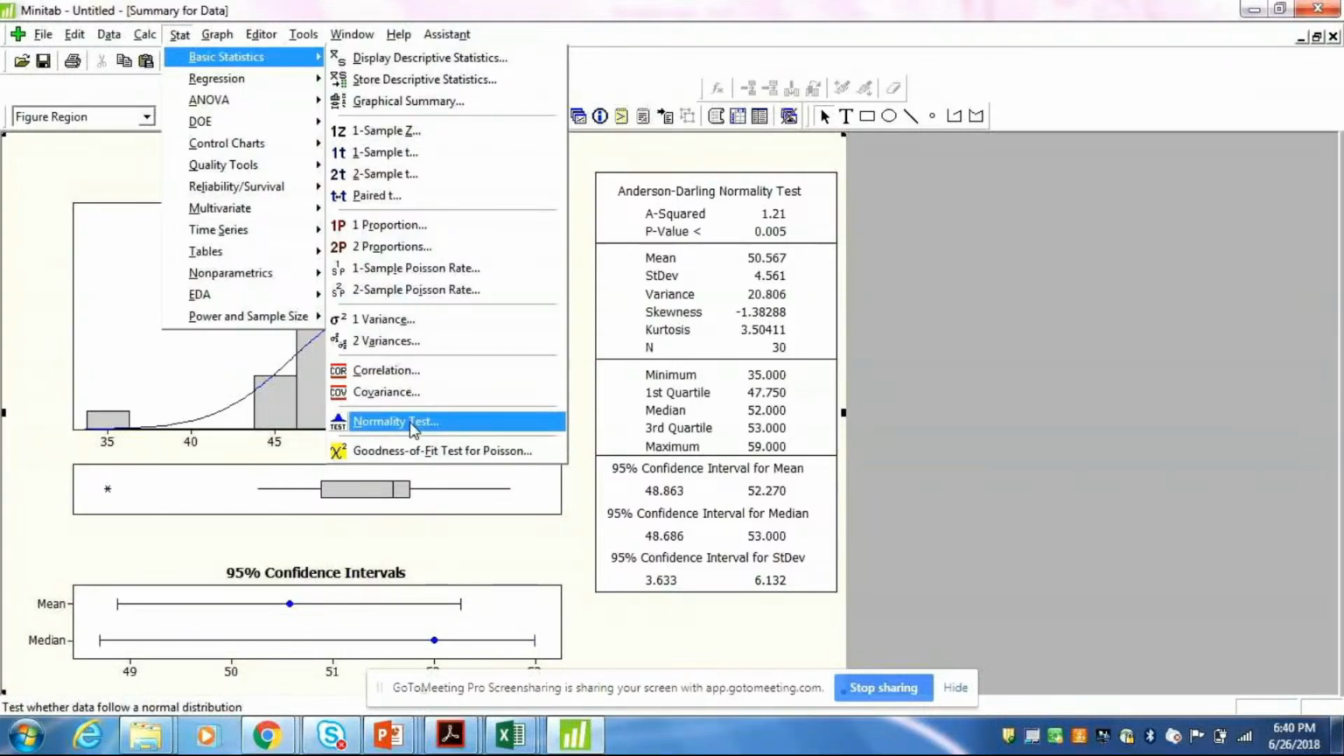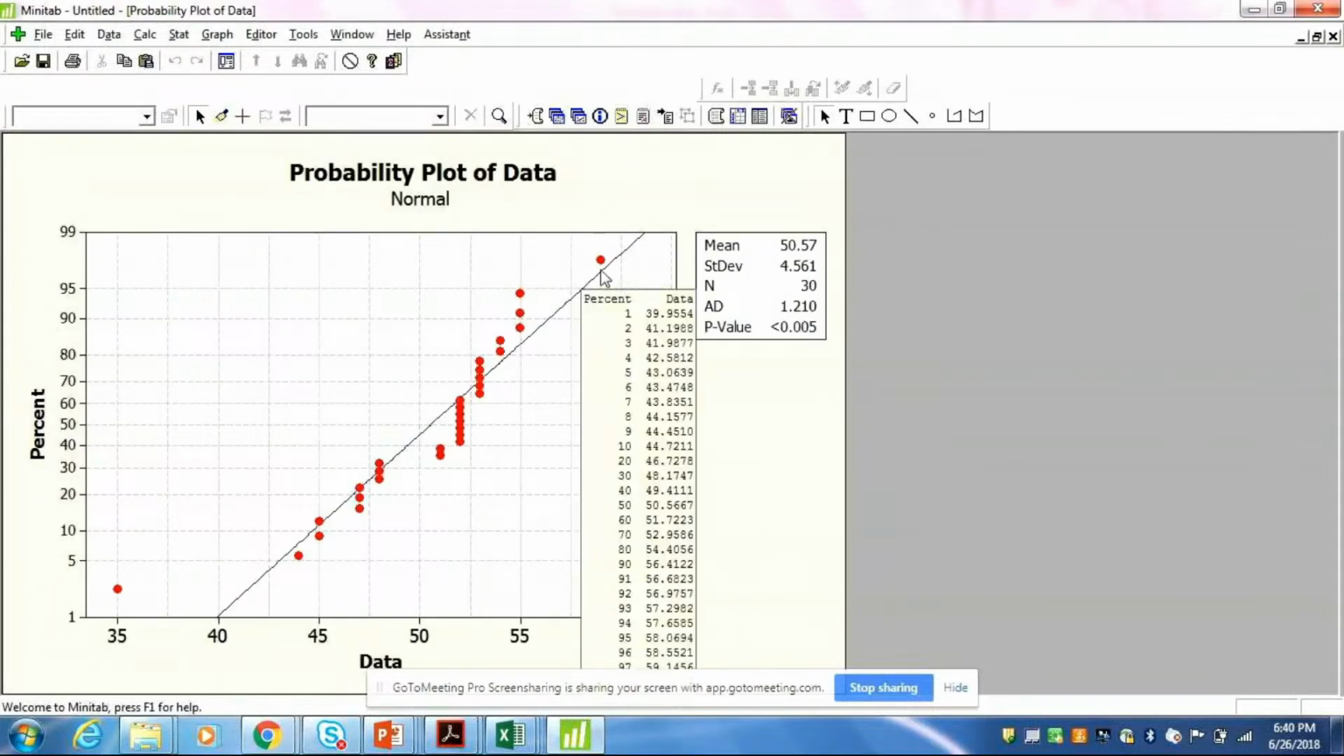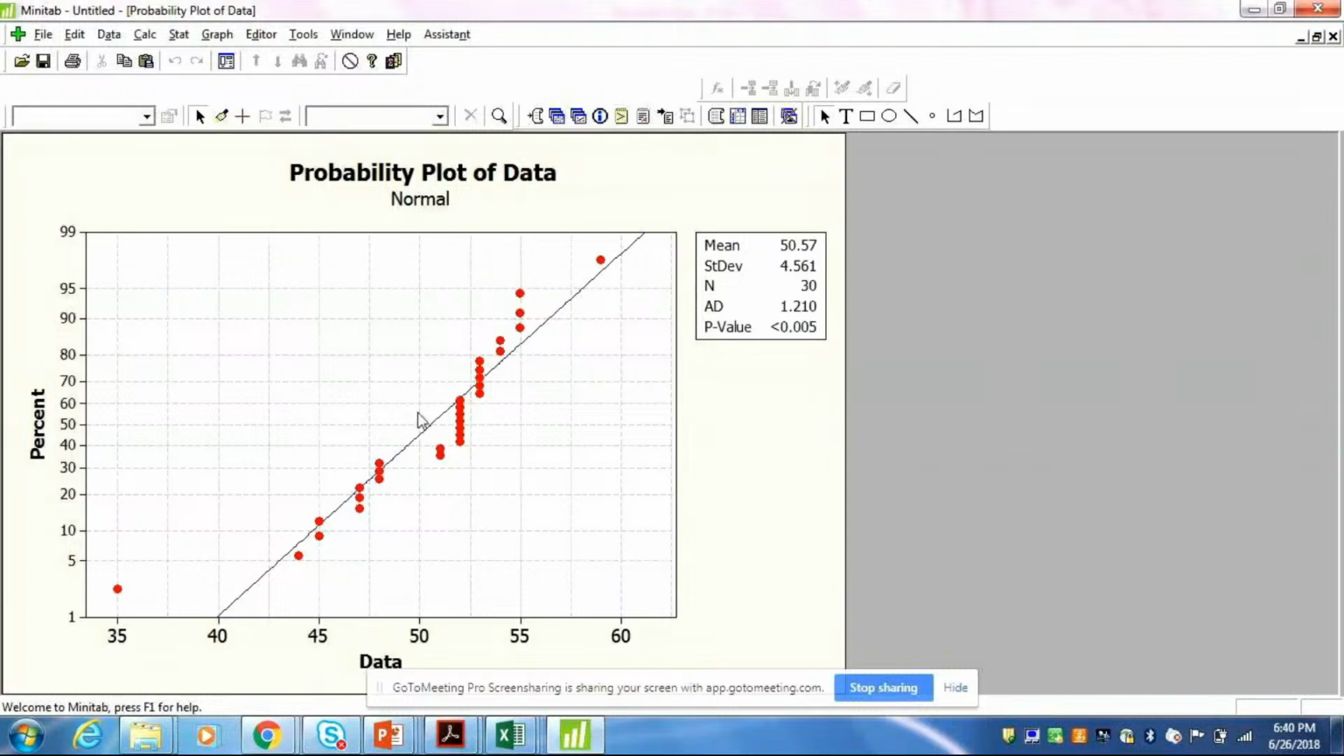You there? Normality Test. Yep. Right. So in the variable section, I'll simply select the data. For test for normality, I would keep it at Anderson-Darling test. Anderson-Darling is the name of the person who developed this normality test, so they named it after them. Like that, we have Ryan-Joiner and we have Kolmogorov-Smirnov. For now, I will run this test. The moment I run this, I get this probability plot.